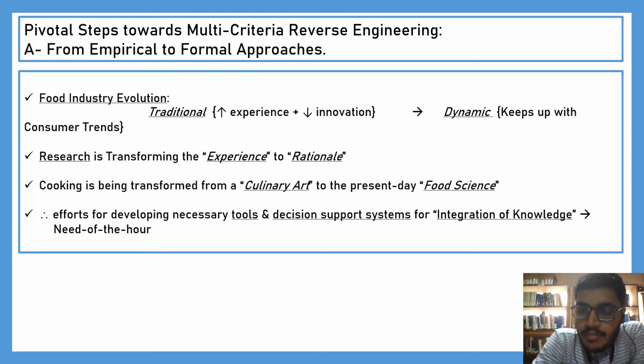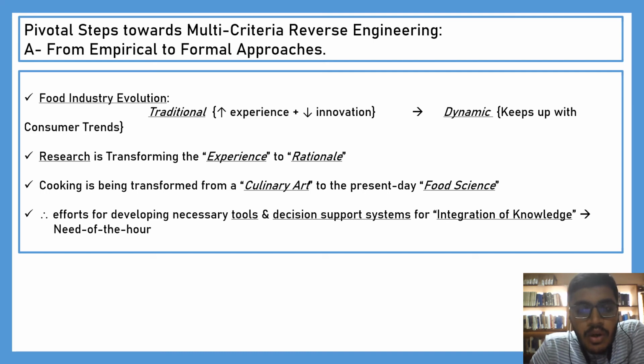which is the first step in multi-criteria reverse engineering. And thereby, what seemed to us like a culinary art for a very long time has now been transformed into food science, and therefore we need tools and decision-making systems so that we can integrate the knowledge about food systems that we have accumulated, so that we can use it for better design and optimized food products.